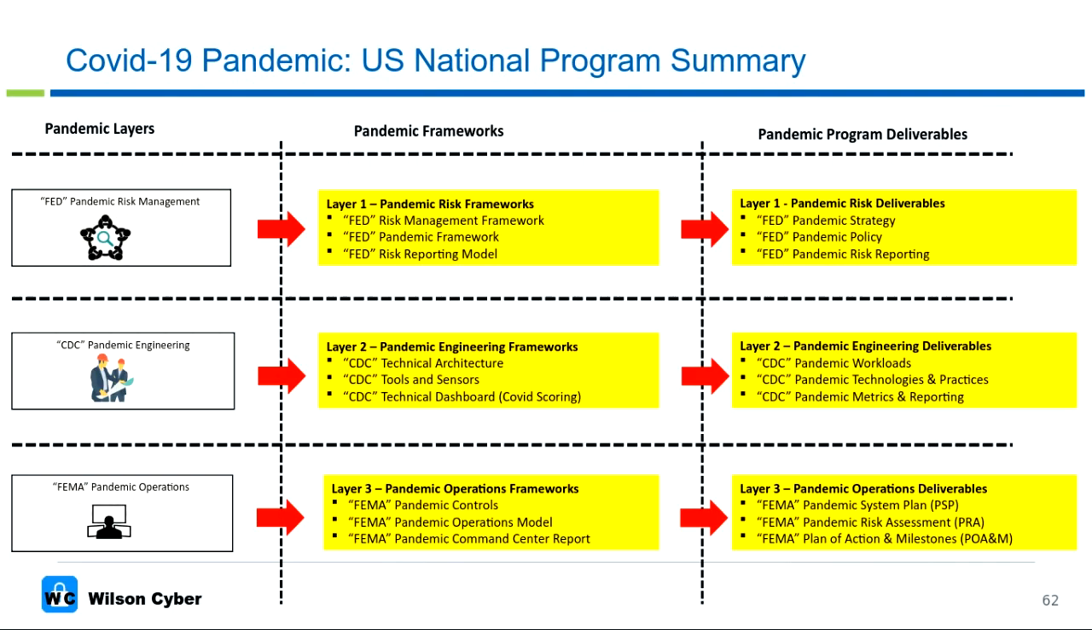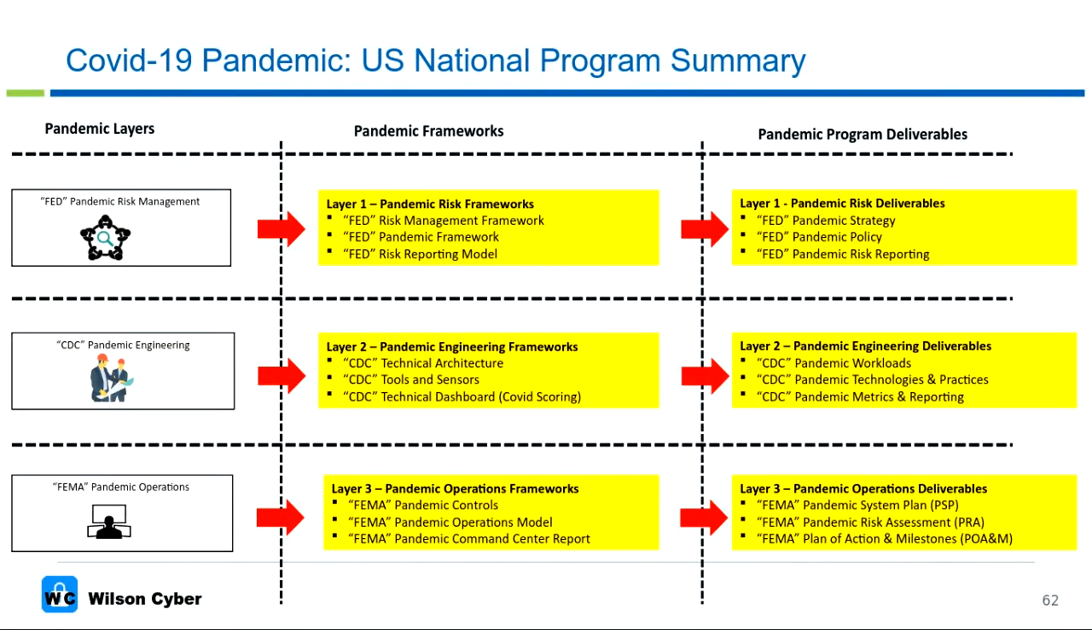These would be the pandemic frameworks and the pandemic deliverables. At the government level, the U.S. national program, under the frameworks, federal framework, risk framework, we have risk management framework, pandemic framework, and risk reporting model. For the deliverables, we have pandemic strategy, policy, and risk reporting.